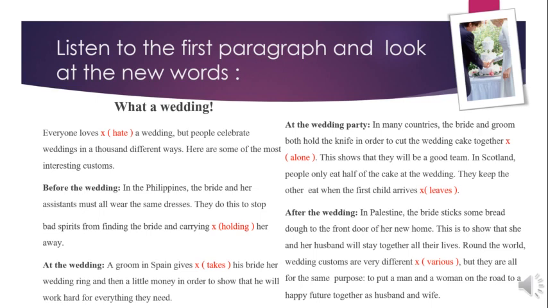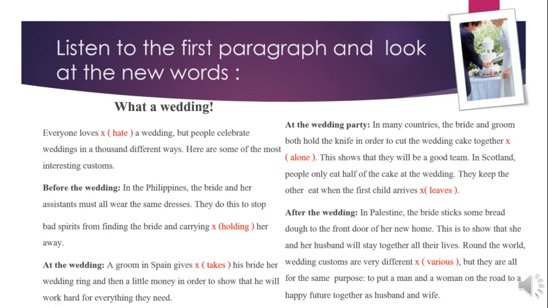Period 5. Activity 4. What a wedding. Everyone loves a wedding, but people celebrate weddings in 1,000 different ways. Here are some of the most interesting customs. Before the wedding. In the Philippines, the bride and her assistants must all wear the same dresses. They do this to stop bad spirits from finding the bride and carrying her away. At the wedding. A groom in Spain gives his bride her wedding ring and then a little money in order to show that he will work hard for everything they need.